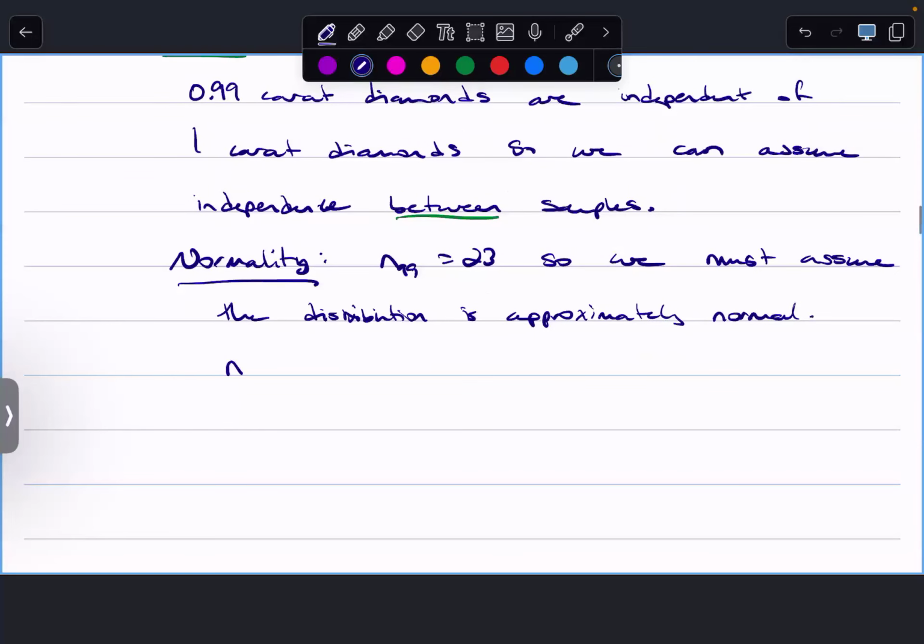What about 100? The sample size for the 100 pointers, or the 1 carat diamonds, was 30, which is greater than or equal to 30. So we can assume normality. They're the same, just different ways of getting there. So we may assume normality.